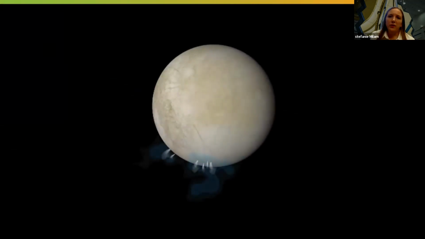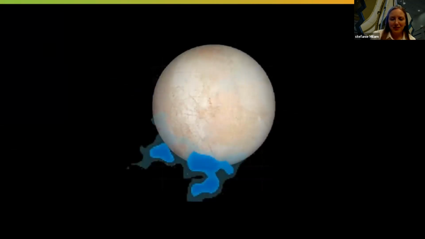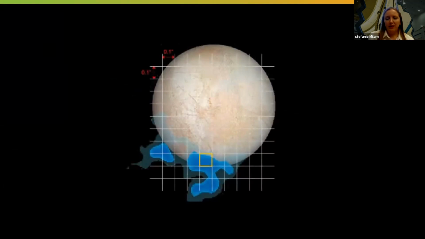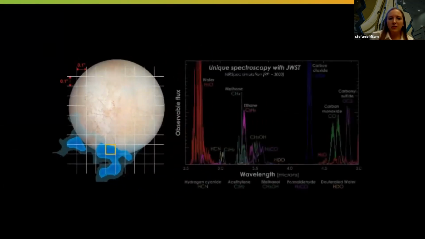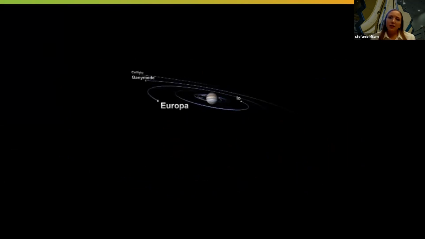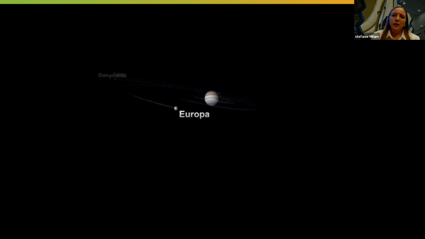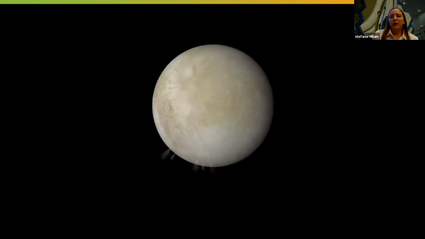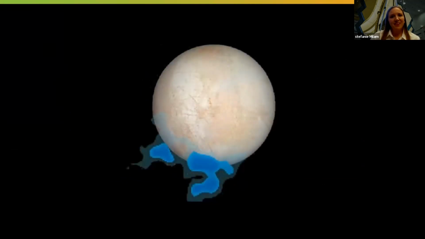With the resolution of Webb, we can actually study Europa in nice detail, basically taking spaxels across the disk of the satellite. So each one of these squares, we get a full near infrared spectrum. So we'll be able to characterize not only the plumes, but also the surface and any deposits that may be residue or whatever evident of activity across the surface of one of these bodies.